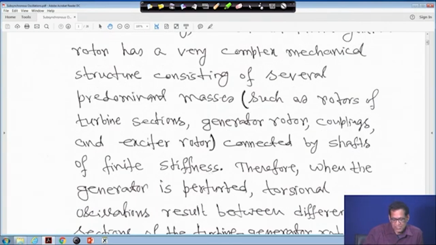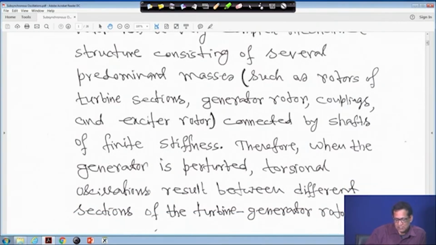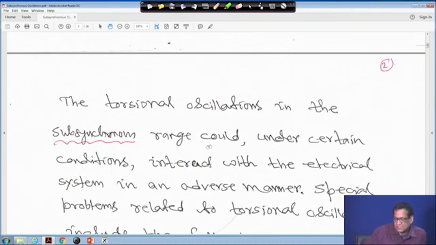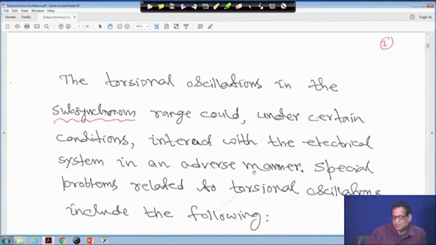Therefore, when the generator is perturbed, torsional oscillation results between different sections of the turbine generator rotor, because in the turbine you have a high pressure portion, an intermediate pressure and a low pressure portion, which may be different sections. Earlier we considered the turbine generator as a combined mass, but here we will see it separately. The torsional oscillations in the subsynchronous range could, under certain conditions, interact with the electrical system in an adverse manner.